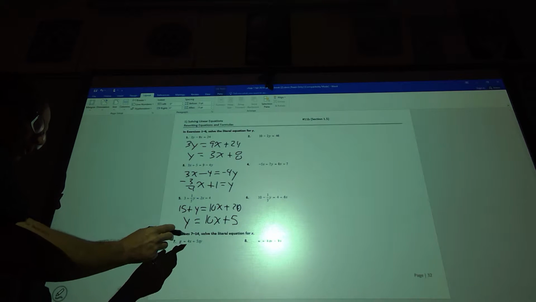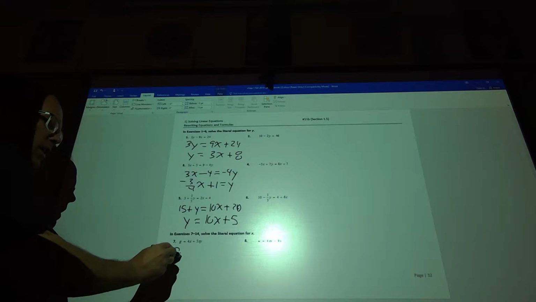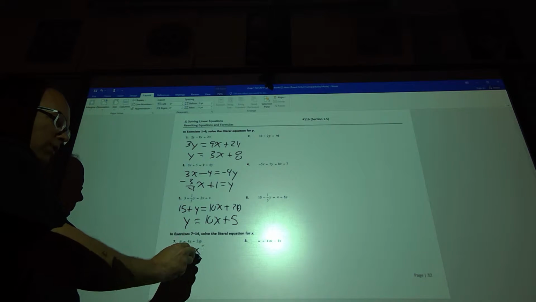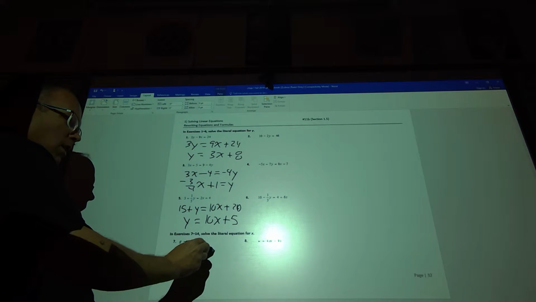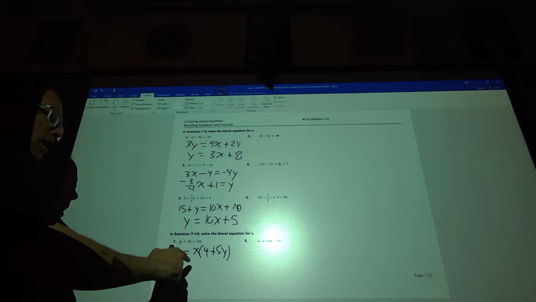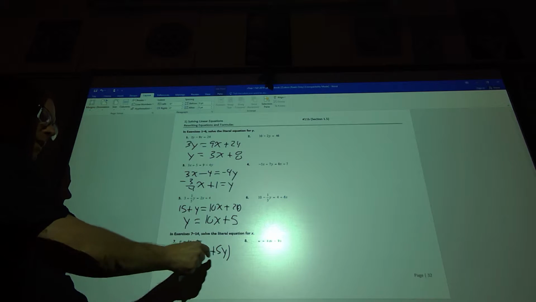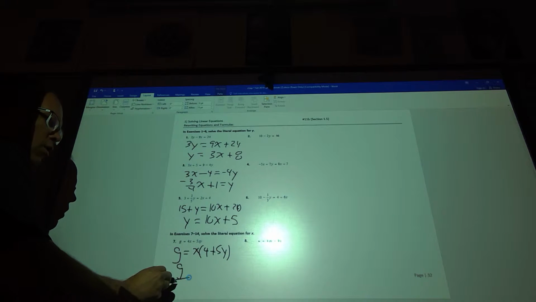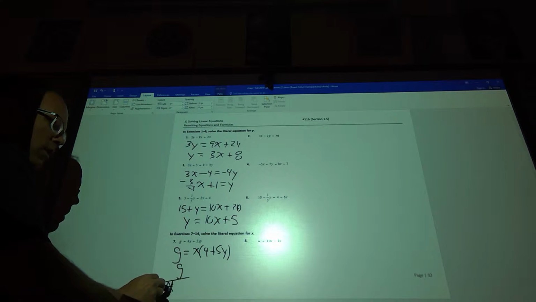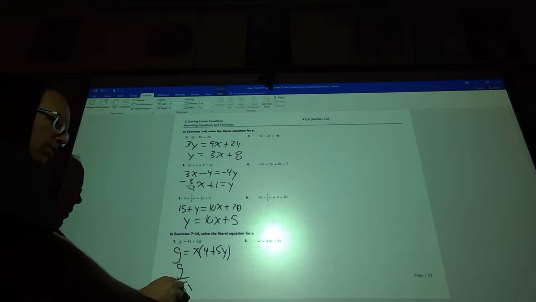Number 7, I want to solve this equation for x. So the first thing on here is I need to factor an x out of both those terms because they have x in common. So I get 4 plus 5y. And I want to get x by itself, so I'm going to divide by that whole chunk. So g over 4 plus 5y is equal to x.